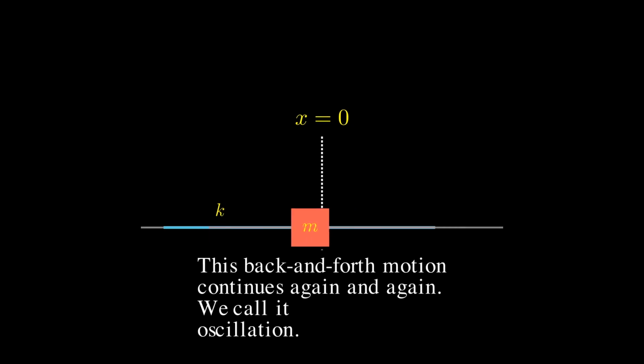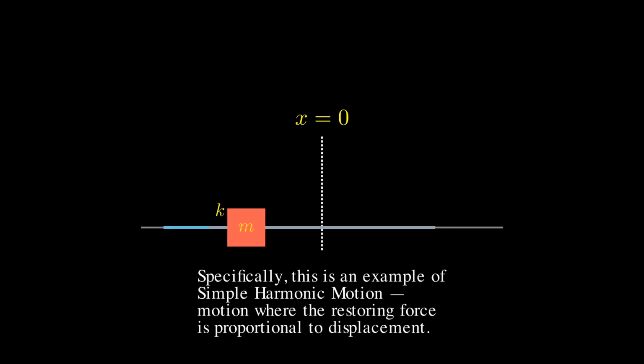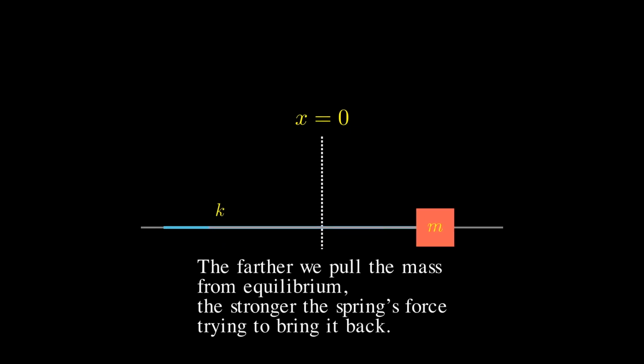We call it oscillation. Specifically, this is simple harmonic motion where the restoring force is proportional to displacement. The farther we pull the mass from equilibrium, the stronger the spring's force trying to bring it back.